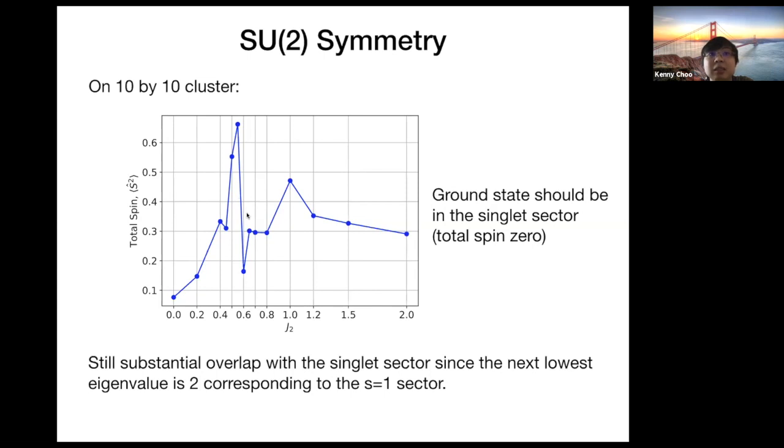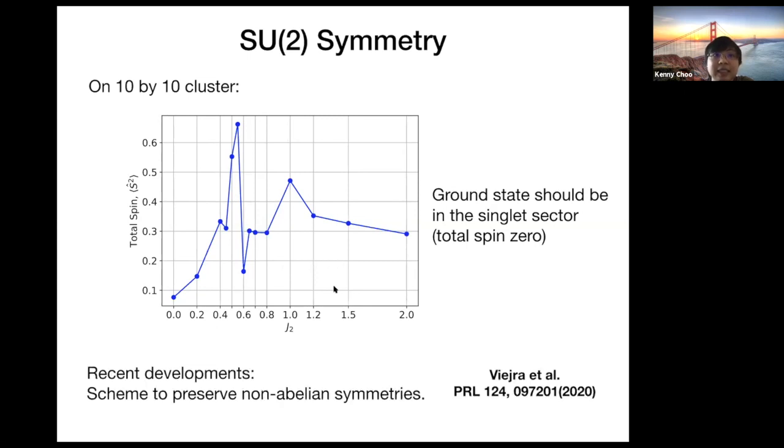I mean, there's still a substantial overlap with the S equals 0 sector, since the next eigenvalue will be at 2, corresponding to the triplet sector. But this is definitely a significant problem that needs to be addressed. If we somehow can capture this symmetry, it seems likely that the performance can improve much more. And in fact, there is some development in this aspect: a group in Belgium found a parameterization of the Hilbert space which would allow one to capture this total spin symmetry, the SU2 symmetry, exactly.